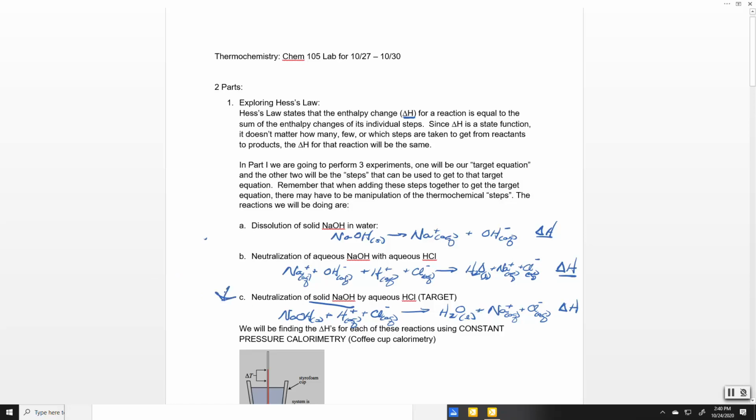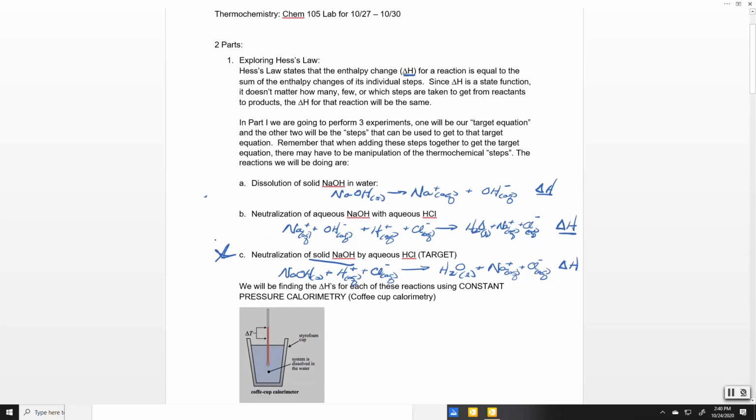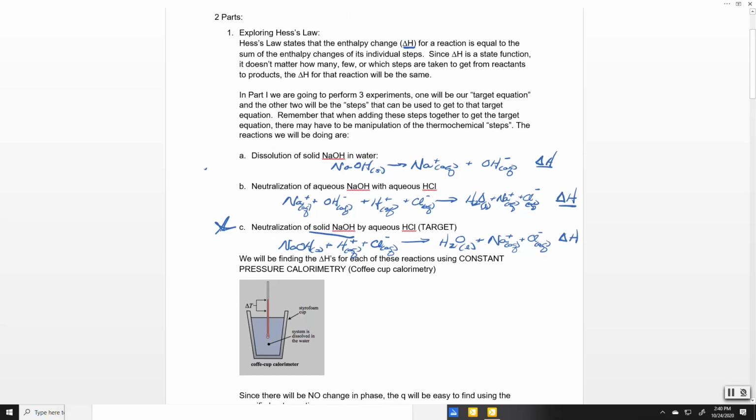Now this is our target equation, so we're going to have to figure out how to use the other 2, reaction A and reaction B, which are our steps, to get to reaction C. But we'll figure that out in a minute. First of all, I want to know how we're going to figure out delta H, and so should you. We're going to be using coffee cup calorimetry, constant pressure calorimetry.